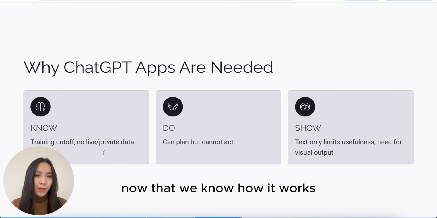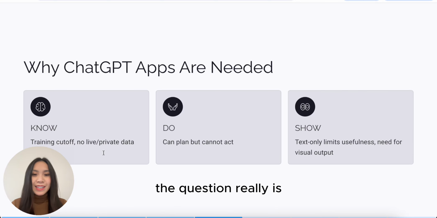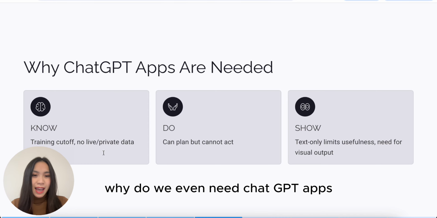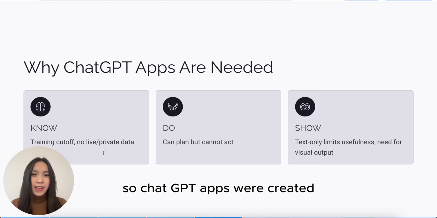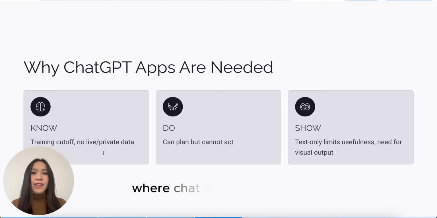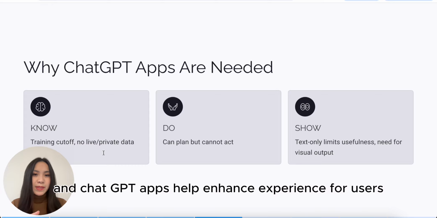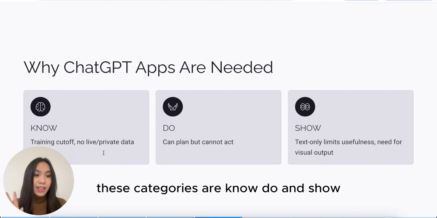Now that we know how it works, the question really is, why do we even need ChatGPT apps? ChatGPT apps were created because there are three particular areas where ChatGPT is really bad, and ChatGPT apps help enhance the experience for users. These categories are know, do, and show.